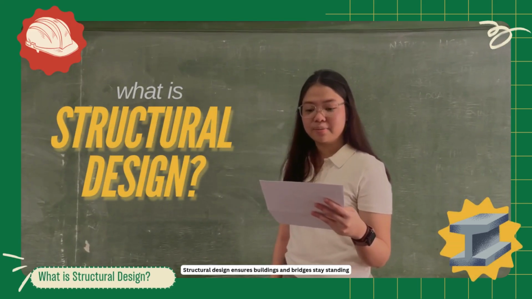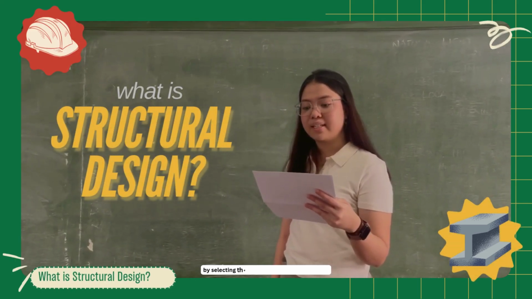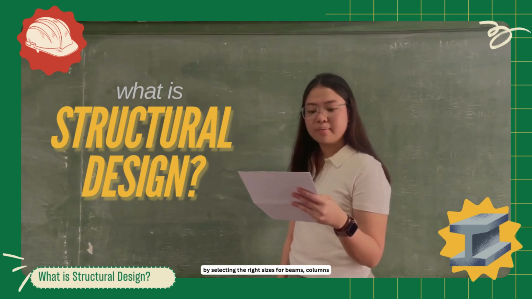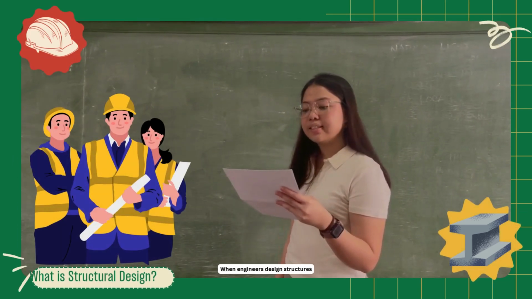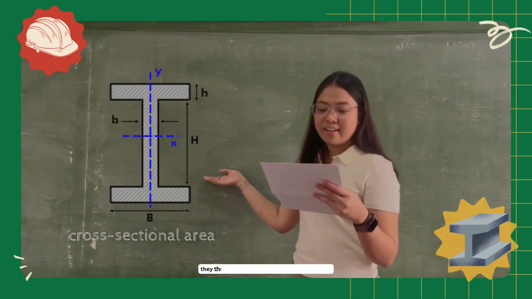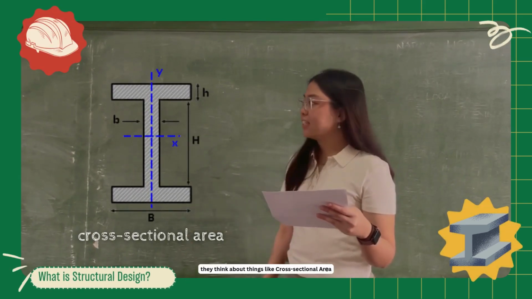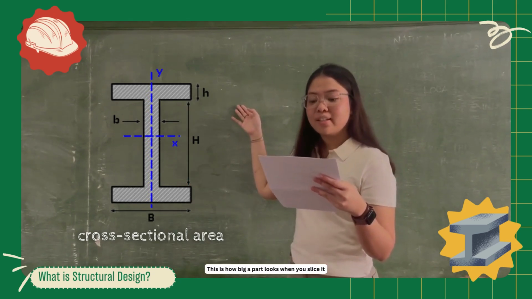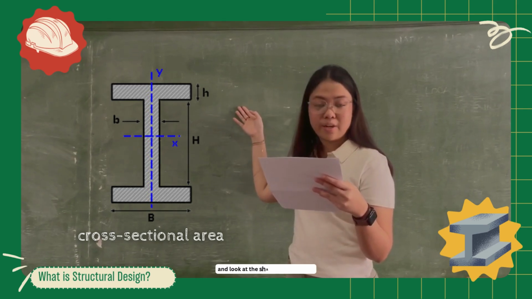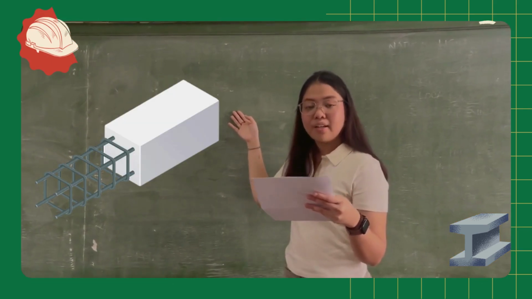Structural design ensures buildings and bridges stay standing by selecting the right size for beams, columns, and other parts to support the structure. When engineers design structures, they think about things like cross-sectional area. This is how big a part looks when you slice it and look at the shape from the side.